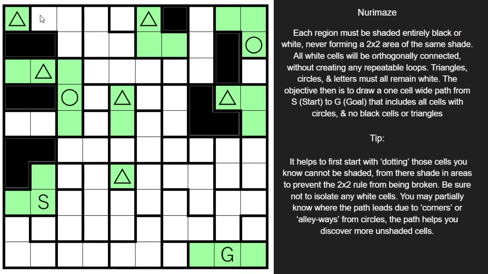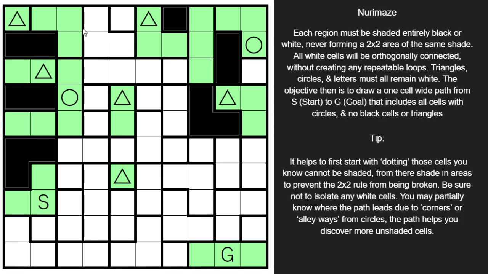This cell here has to connect with the rest of the group. If we make this black, not only is that a 2 by 2 area, but we also have isolated this unshaded cell. So that has to have a path to escape. And down here, I notice this has to be unshaded. Otherwise, it'd create a big chunk of black cells, which is no good. All right, right here, same thing. We can't have this be shaded, otherwise it'd create a big 2 by 2 area.